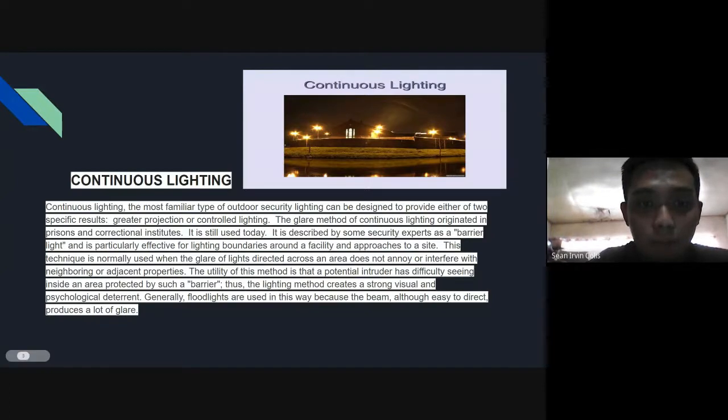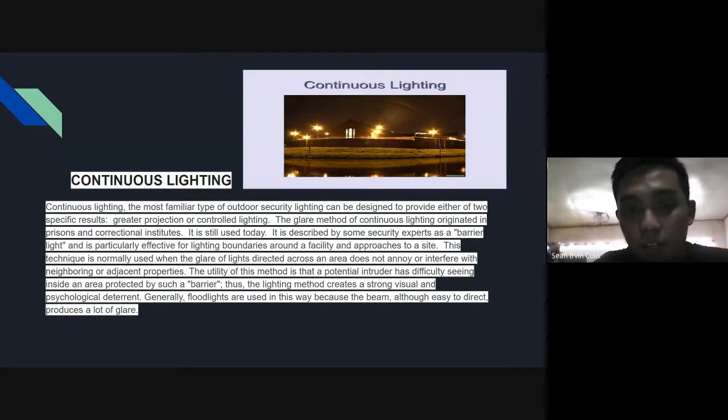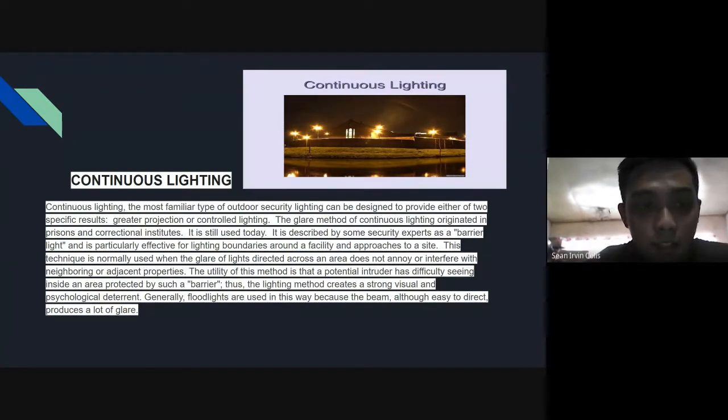It is described by some security experts as a barrier light, and it is particularly effective for lighting boundaries around the facility and approaches to a site. This technique is normally used when the glare of lights directed across an area does not annoy or interfere with neighboring or adjacent properties. The utility of this method is that a potential intruder has difficulty seeing inside an area protected by such a barrier. Thus, the lighting method creates a strong visual and psychological deterrent. Generally, floodlights are used in this way because the beam, although easy to direct, produces a lot of glare.